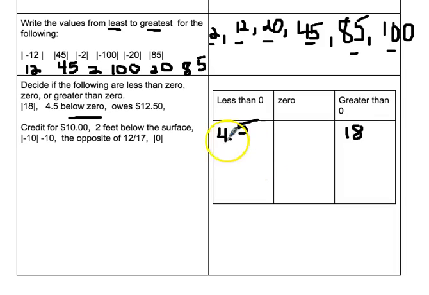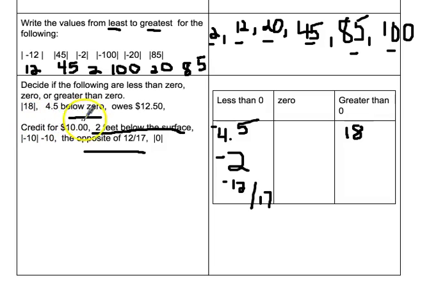Okay, so let's check back in. And let's see, are there any others that are less than 0? Well, I'm looking at 2 feet below the surface. Below the surface means it's a negative number. That's going to go here. The opposite of 12/17. Well, the opposite of 12/17 is negative. I suppose I should put a negative sign here for less than zeros. Negative 12/17.